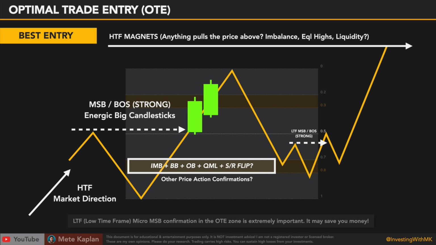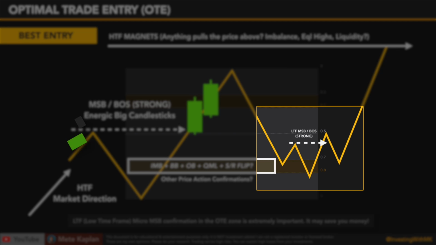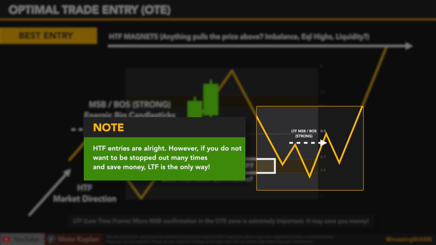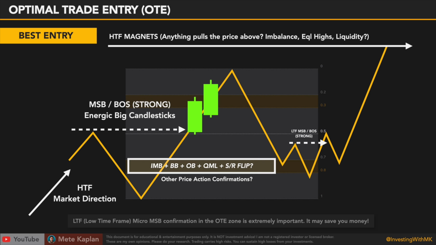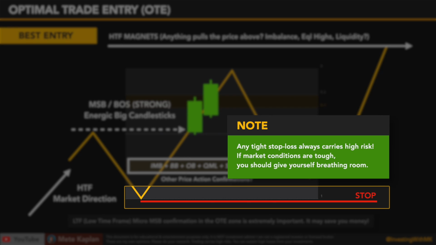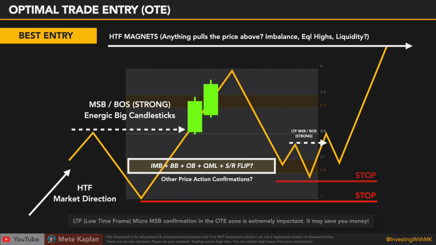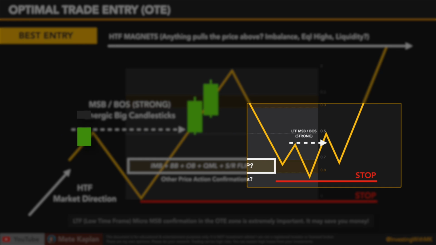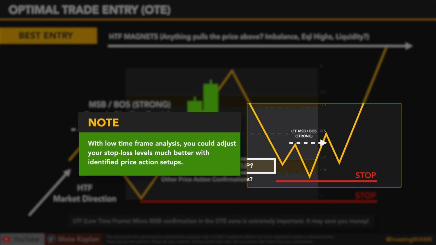Best entries. Of course, the best possible entry is, again, confirming the entry with a low time frame micro market structure break with imbalances. I do not even have to repeat it anymore. You understand the importance of it. How about stop losses? The best possible stop loss is under the most significant low. It will be a large stop loss, but it will give you room to breathe. The second ideal stop loss is that you can find it in the low time frames with micro order blocks or breaker blocks.